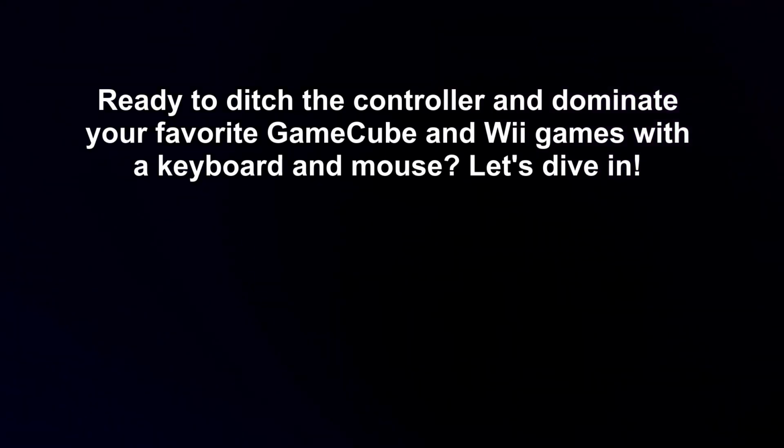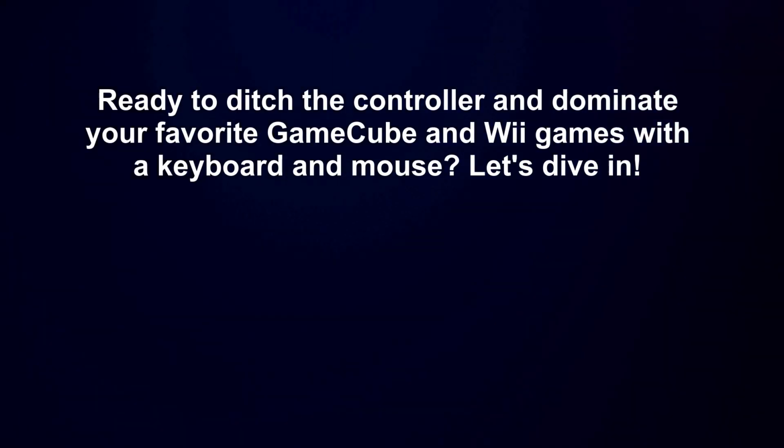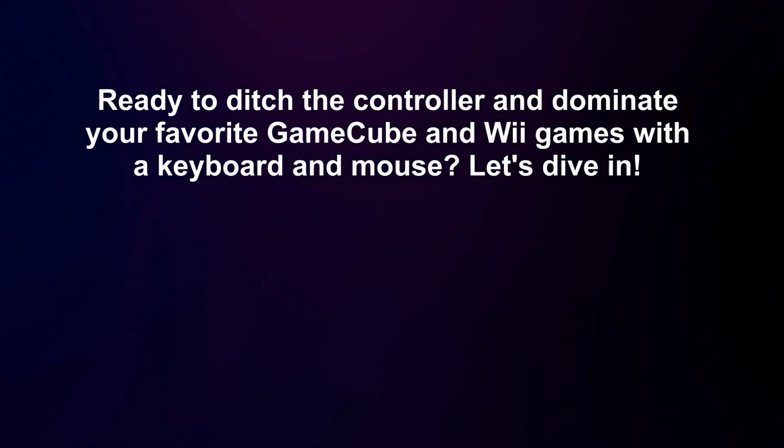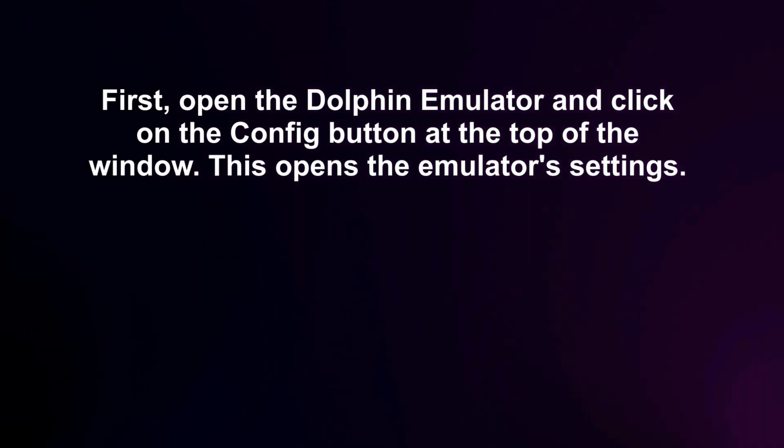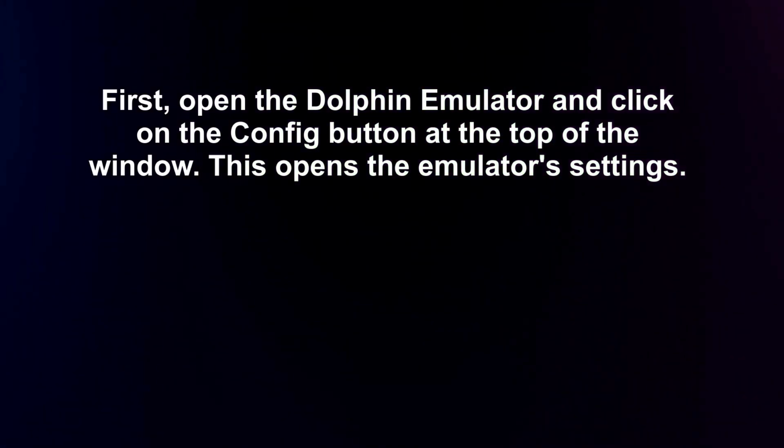Ready to ditch the controller and dominate your favorite GameCube and Wii games with a keyboard and mouse? Let's dive in. First, open the Dolphin Emulator and click on the Config button at the top of the window. This opens the emulator settings.